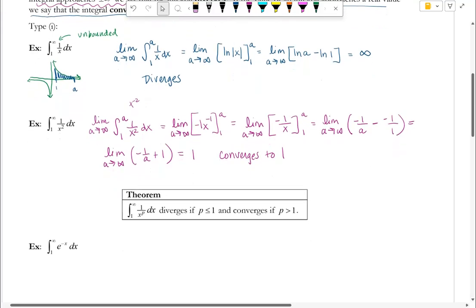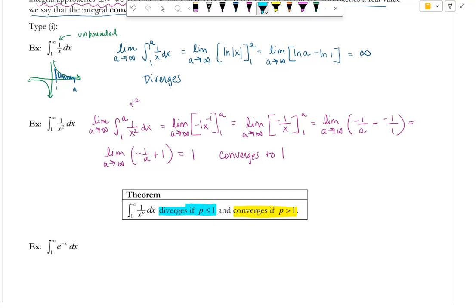So there's a theorem that anytime we have our integrand where we have x to a power, if my power is greater than 1, then my integral converges. If my power is less than or equal to 1, my integral diverges.